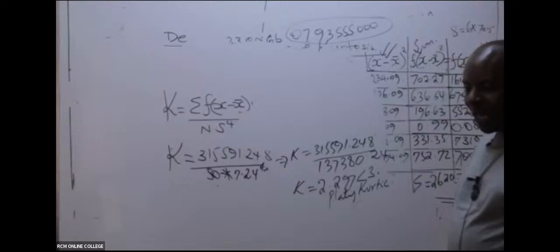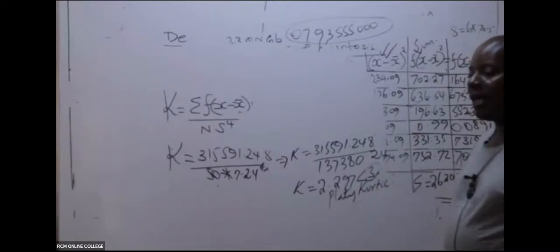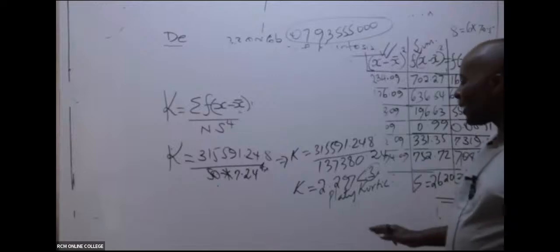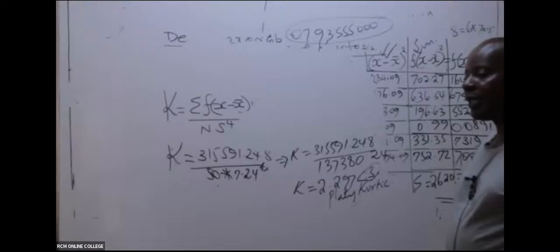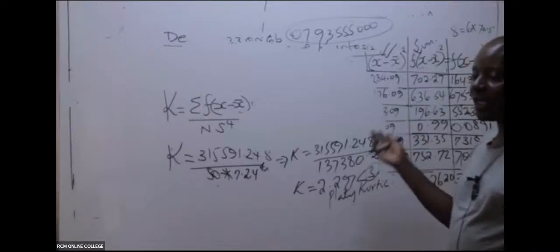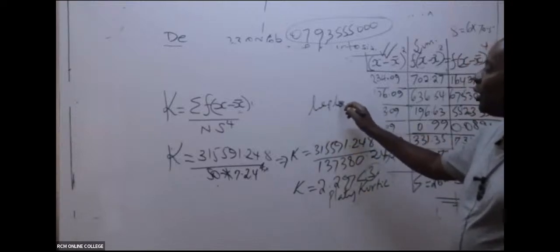So 2.297 is less than 3. 3 is normally the standard, meaning it's flat, so it's platykurtic. Remember, if it was to be more than 3, like 5, like 6, then we would have spoken about lepto.